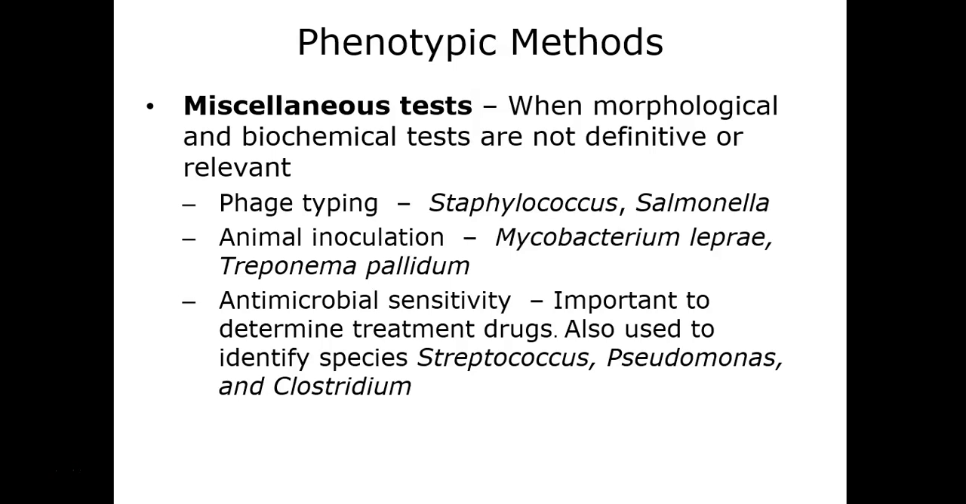We can obviously inoculate animals. We can do an in vivo test where we inject and look at how the disease presents itself in animals. And then obviously antimicrobial sensitivity. We can use things like the Kirby-Bauer test, which uses discs on the plate, or an MIC to understand the types of antimicrobial drugs that impact microbes, and also what concentration resists growth.